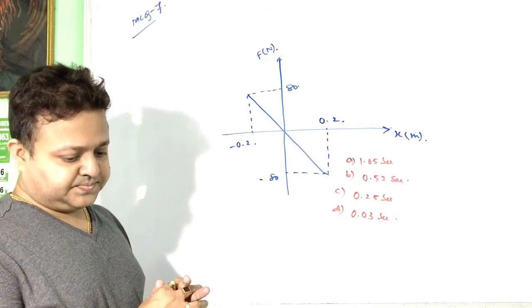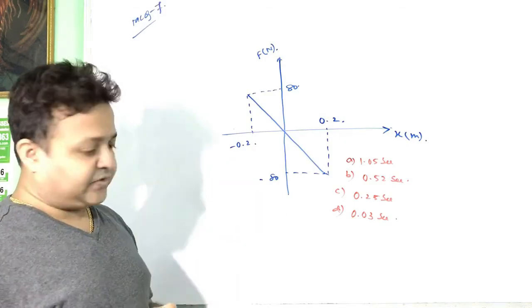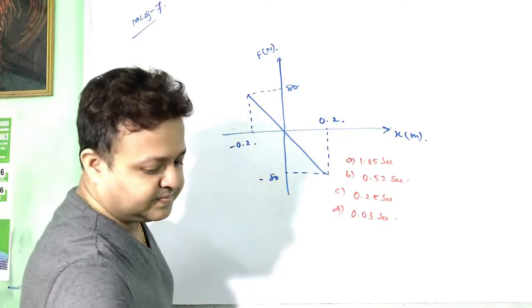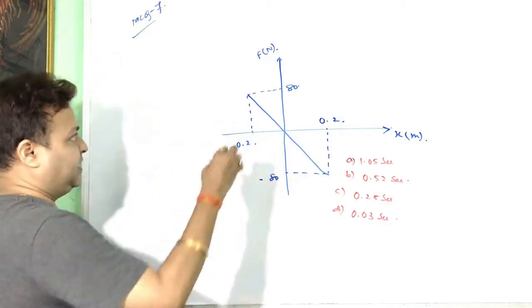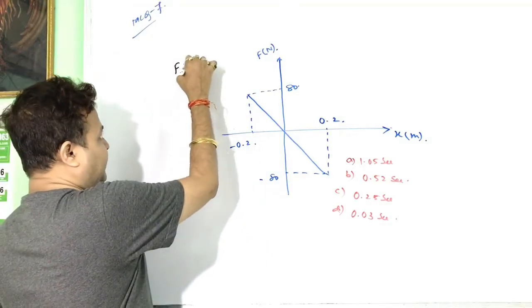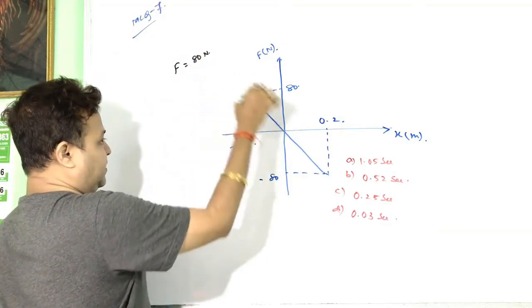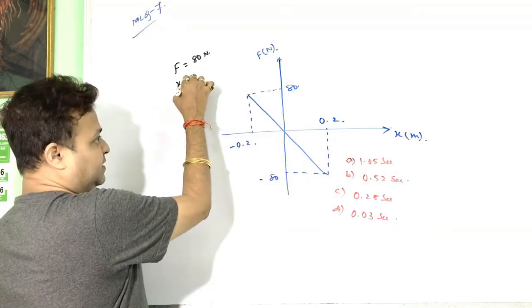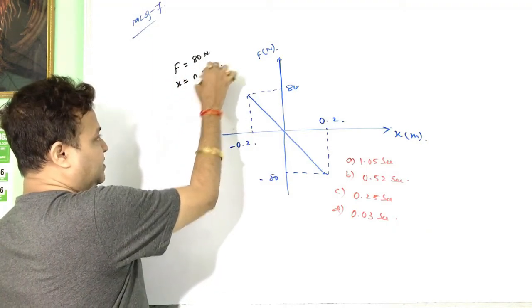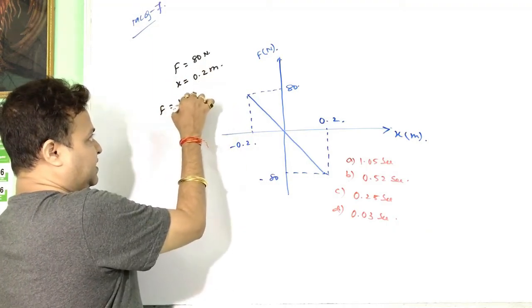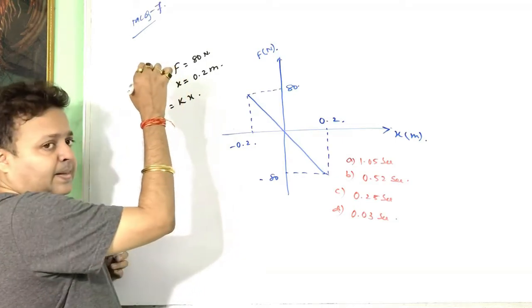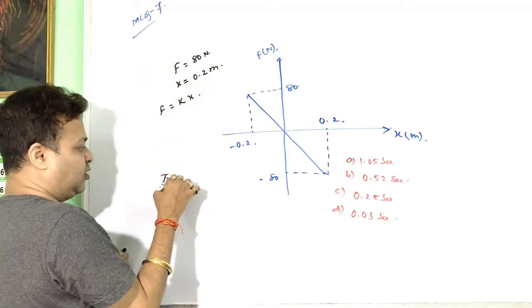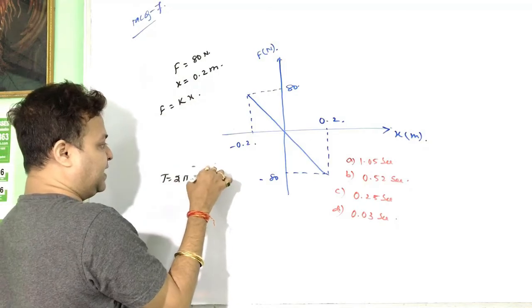What is the restoring force? The value of the restoring force is 18 Newton. And what is the displacement? 0.2 meter. So we can find the force constant. So time period T equals 2π root over m by k.